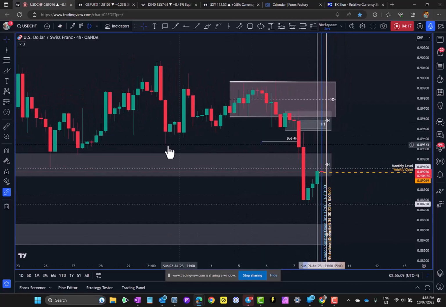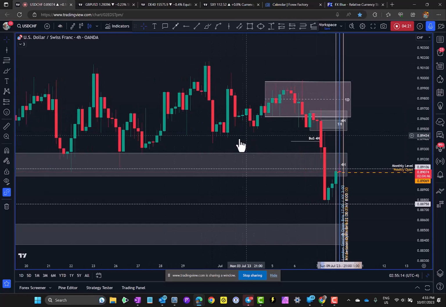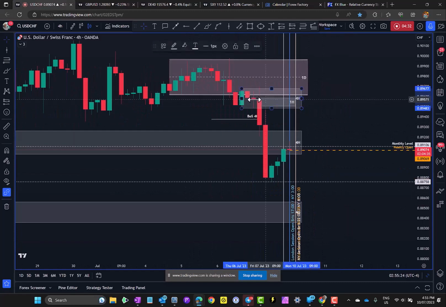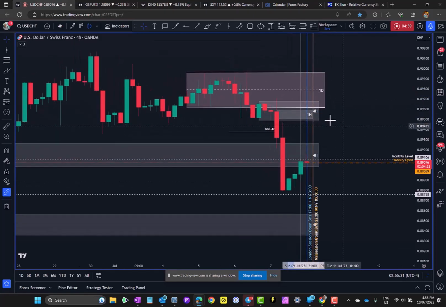Okay, so we've got this break of structure back here, 4-hour bearish break of structure, lower highs, lower lows now. And what else can I say about this? 4-hour distribution here. That's my level of interest in through here. I want to see it trade back up in there, and that's where I'll be looking for a short opportunity.